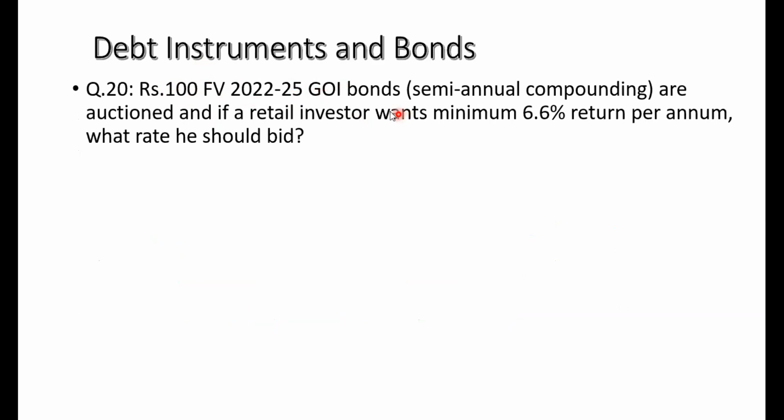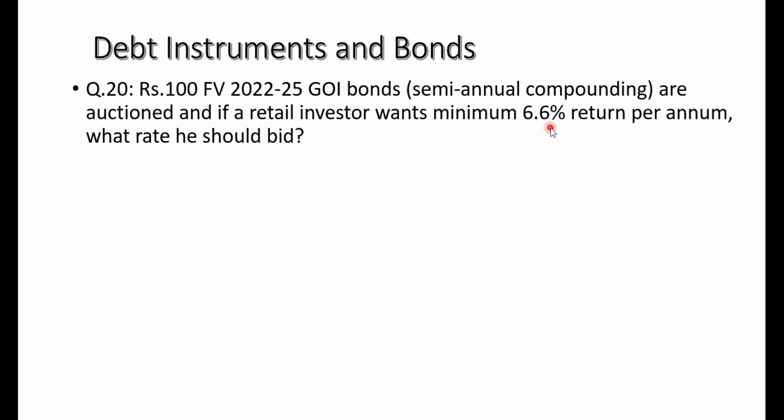25 government of India bond, that means a 3-year bond. They will give like this. It's a 3-year bond, 3-year maturity, semi-annual compounding, or auctioned. Today they are auctioning. And if the retail investor wants a minimum 6.6 return, beautiful question. At what rate should he bid? Very good. You understood, Abbas? The face value is 100. And when you will get the 100, it is a 3-year bond. And minimum you want return 6.6.